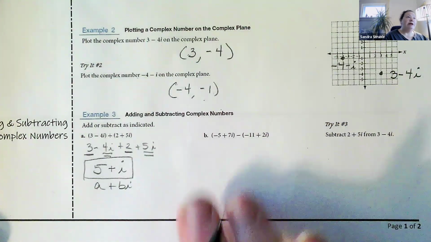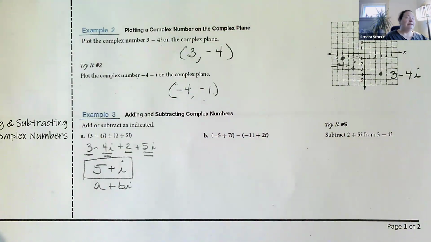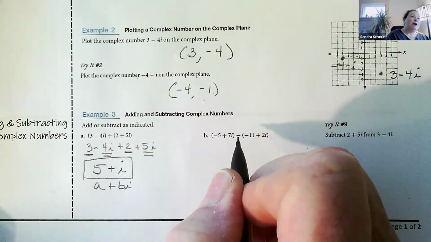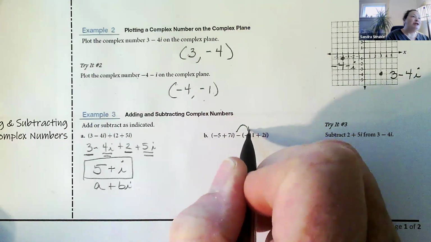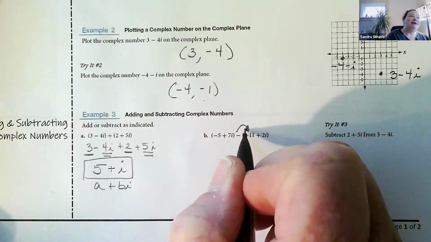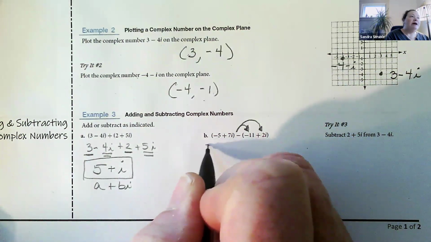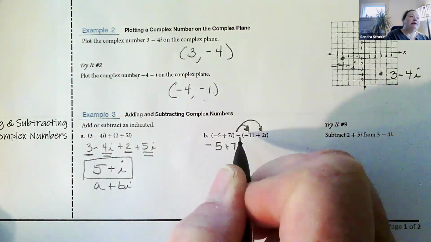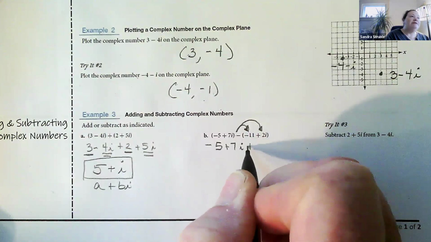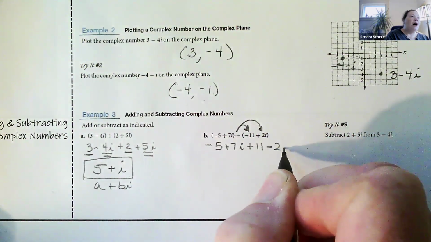All right, go ahead and pause the video and attempt to do the next two on your own if you'd like, and then come back and see how I did them. Now, when we're doing subtraction, you want to make sure and distribute this not just to the first term, because inevitably that's what happens, but also to the second term as well. So I've got negative 5 plus 7i. Now I'm going to distribute that negative. Negative times a negative is a positive 11, and then a negative times a positive is a negative 2i.